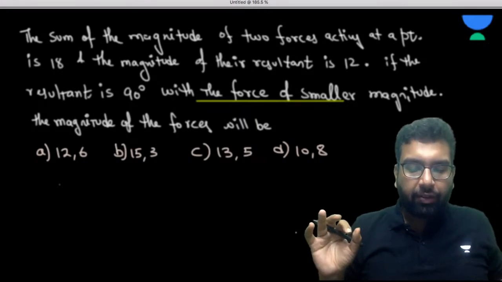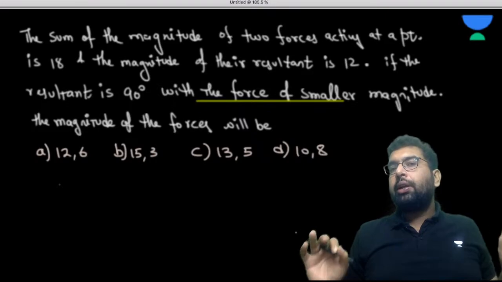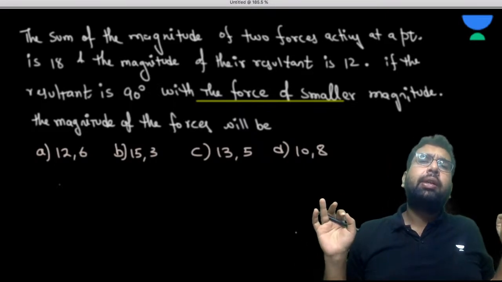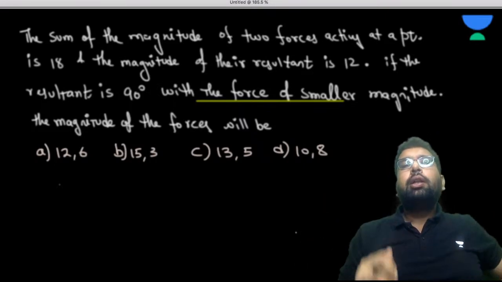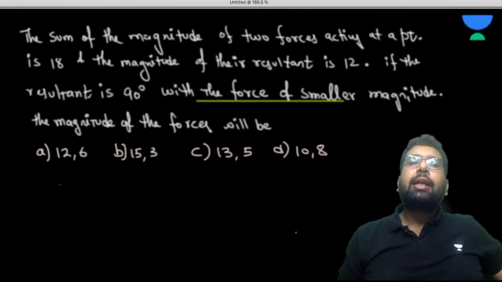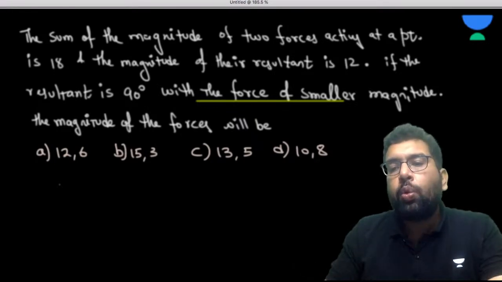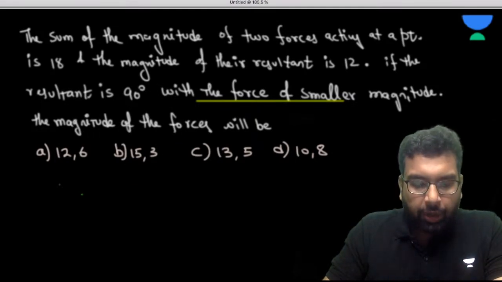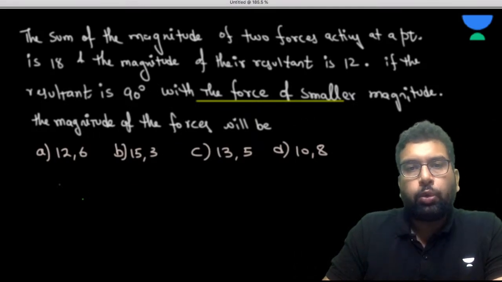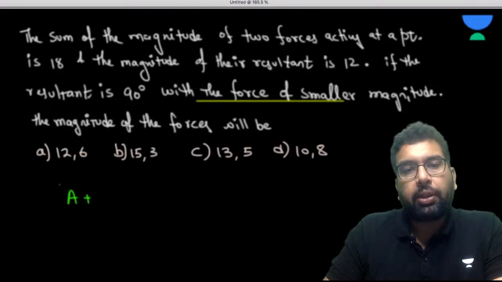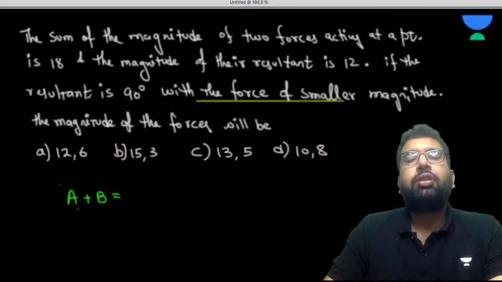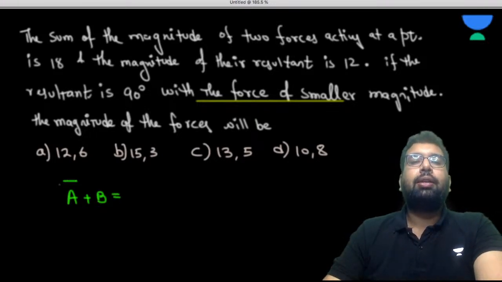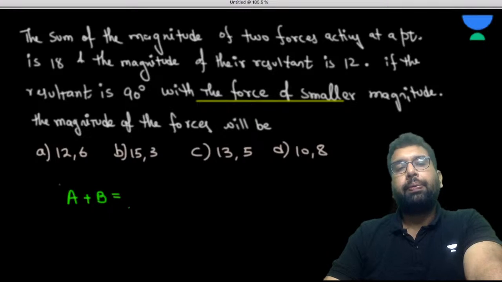Now, see, whether you have done it correctly or not, I want your 100% attention on this. The sum of the magnitude of two forces acting at a point is 18. Now, how is a student going to attempt it? I'll tell you how we normally attempt it. Two vectors are there, and we are talking about the sum of their magnitudes. When we write just A and B, we do not write the vector sign, so we are just talking about the magnitude.